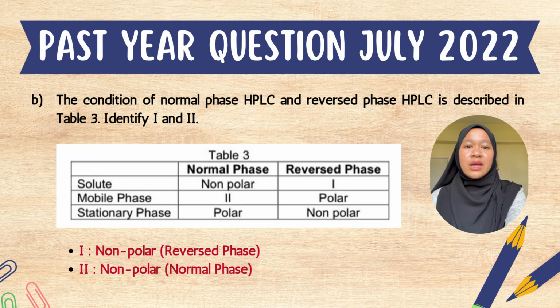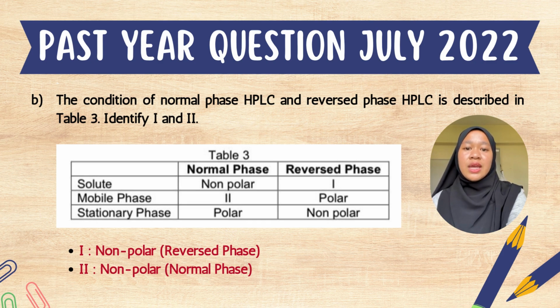For question B, the conditions of normal phase HPLC and reverse phase HPLC are described in Table 3. Identify 1 and 2. Based on the table, 1 refers to the nature of the solute in reverse phase HPLC and 2 refers to the nature of the mobile phase in normal phase HPLC. 1 is the reverse phase solute. In reverse phase HPLC, the stationary phase is nonpolar. So, nonpolar solutes interact strongly with it and are retained longer. Thus, 1 is equal to nonpolar.